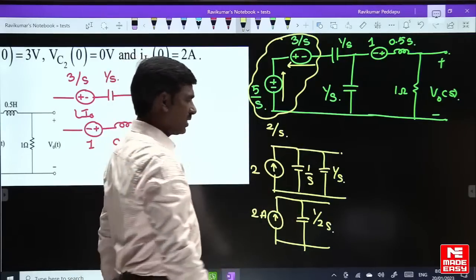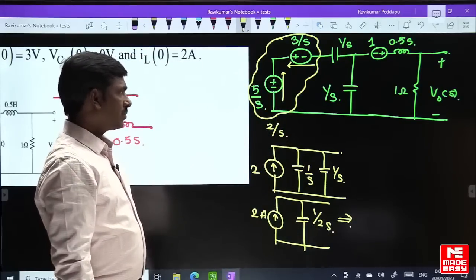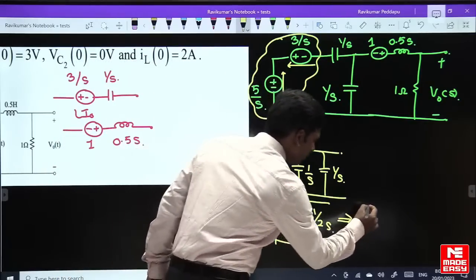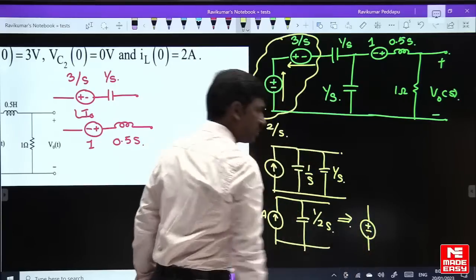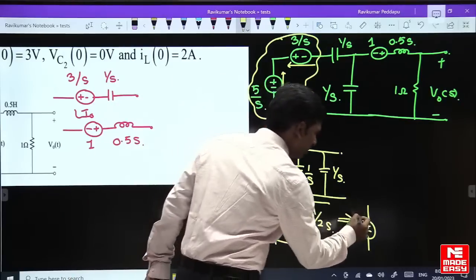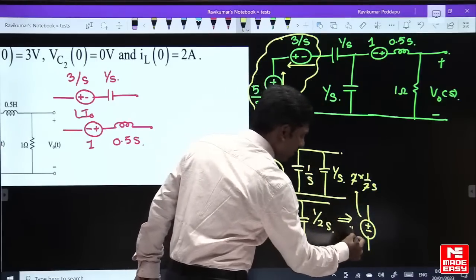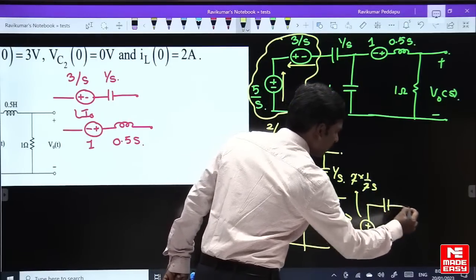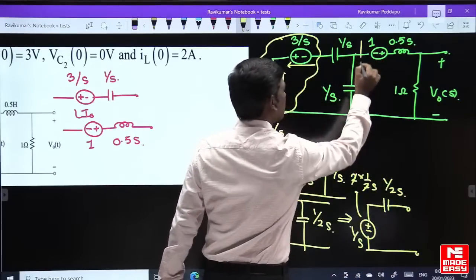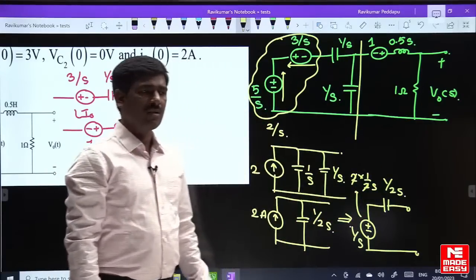Again convert to a voltage source. This value becomes 2 into 1 by 2S, the voltage source value. The 2 gets cancelled, and the value is 1 by S in series with 1 by 2S. Up to this, the circuit becomes 1 by S in series with 1 by 2S.